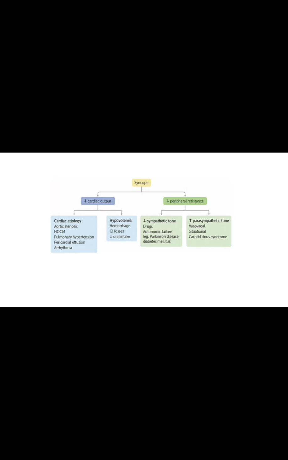Okay. Now, what is syncope? Cardiac syncope: there is transient loss of consciousness secondary to cerebral hypoperfusion. It is of rapid onset, short duration, and there is spontaneous recovery. How do you classify syncope? It can be due to decrease in cardiac output or decrease in peripheral resistance. Decrease in cardiac output again can be of cardiac etiology or due to hypovolemia, like in hemorrhage and GI losses.